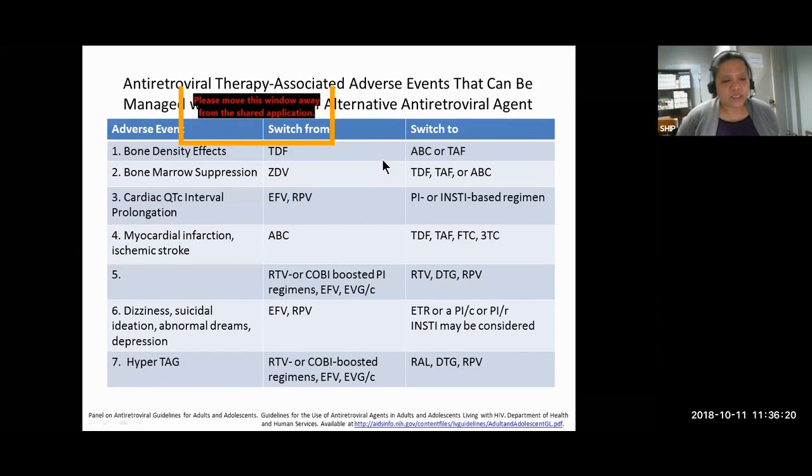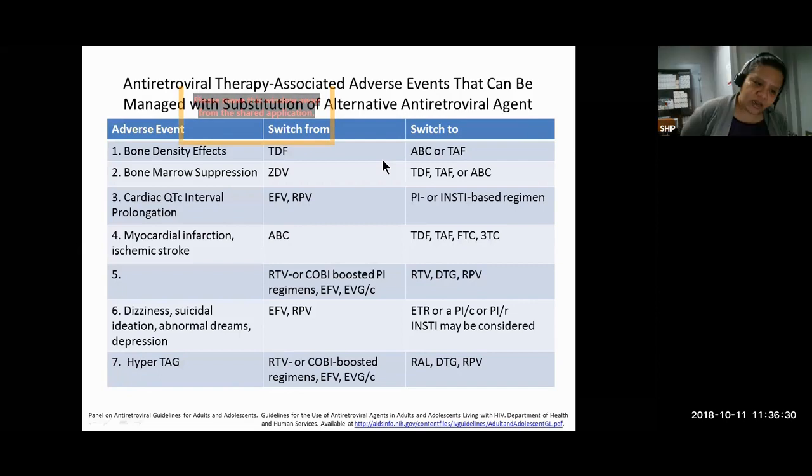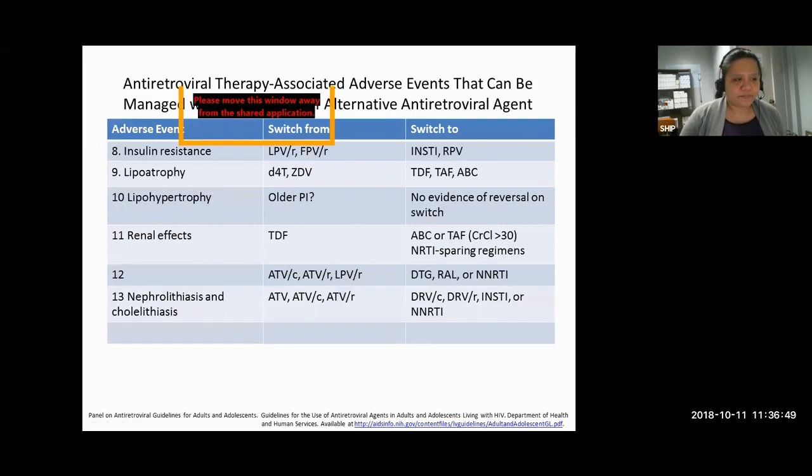PI, or integrase. However, in the Philippines, ang first line natin na gagawin as recommended by our local guidelines is if they're on efavirenz, you can shift to rilpivirine after having an undetectable viral load. Okay, next, if your patient develops increased triglycerides because of this drug, you can give them either your integrase strand inhibitors or your rilpivirine. Okay, if they have insulin resistance from your protease inhibitors, you can give your integrase strand inhibitors or rilpivirine.